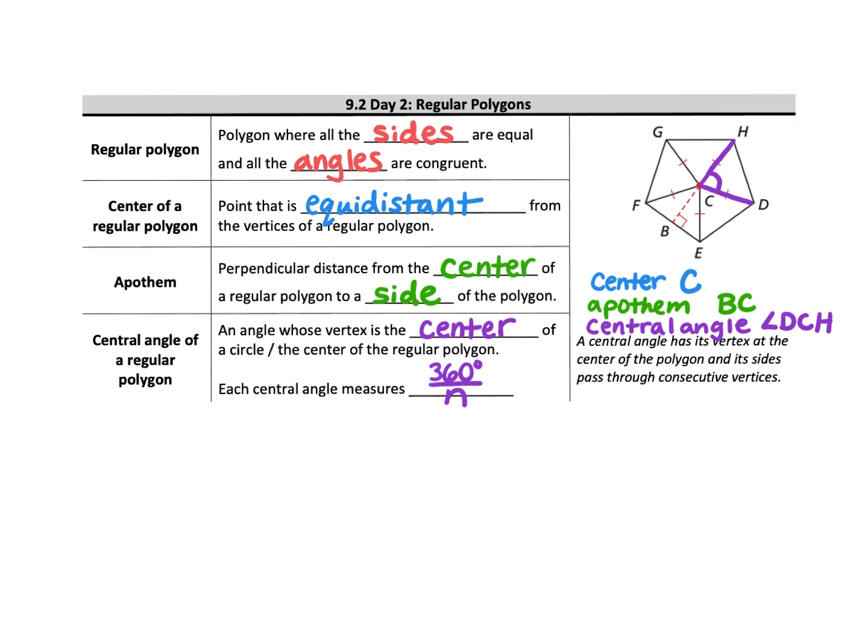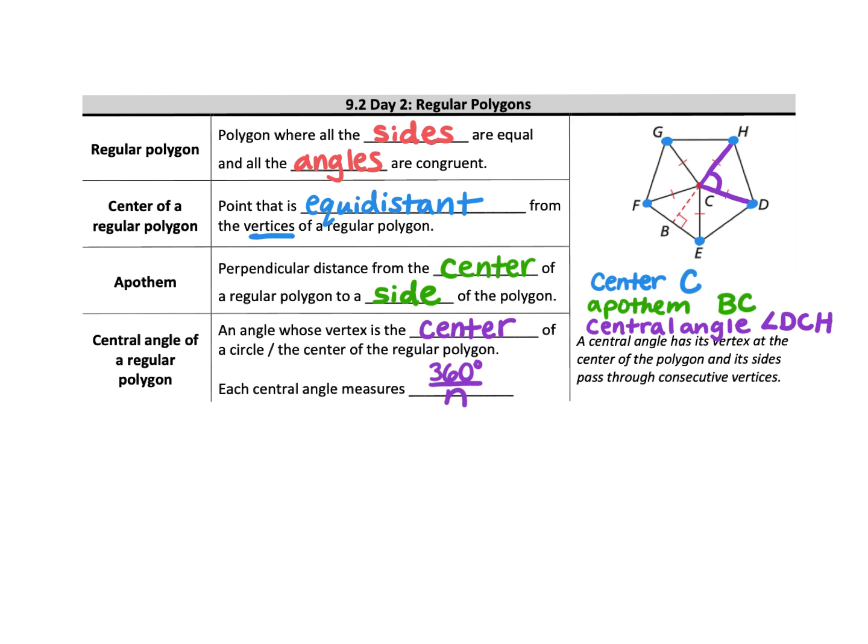Let's start with some vocabulary. First, a regular polygon is just a polygon where all the sides are equal and all the angles are congruent. The center of the regular polygon is a point that is equidistant from the vertices of a regular polygon. So when we talk about the vertices, they are just the corners of the shape. So F, G, H, D, E, those are my vertices.